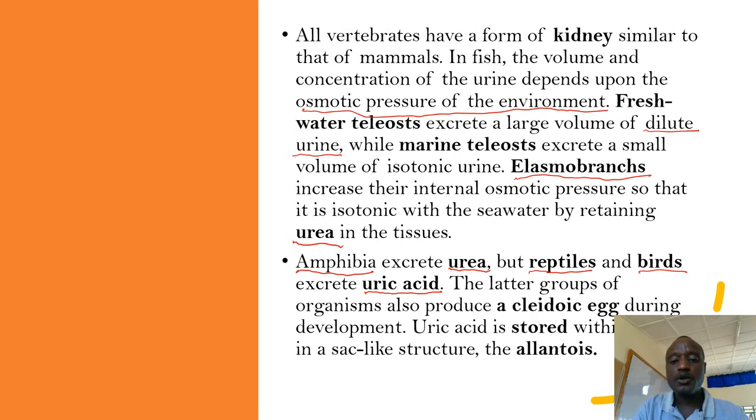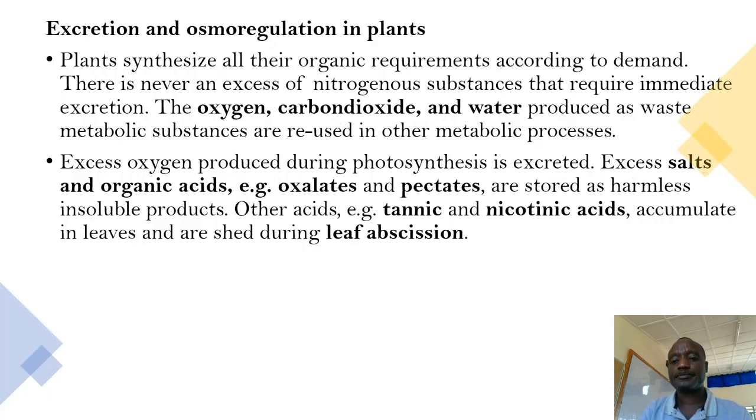Again, you know, reptiles and birds have what we call a cleidoic egg. So during development, uric acid is stored within a sac-like structure called the allantois. Why? Remember, during embryonic development, this allows the egg to store uric acid so that it can help the embryo to obtain water. Okay, so that is it all.